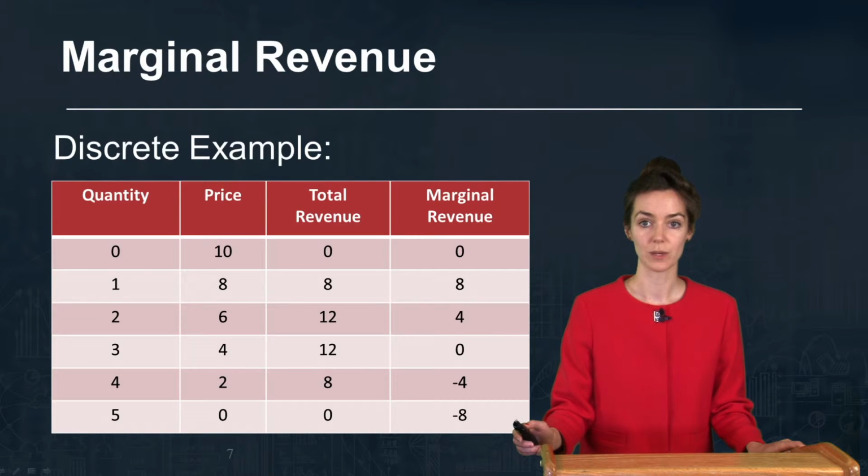And then furthermore, we can calculate the marginal revenue. As we increase quantity by 1 unit, we're going to look at the change in total revenue. So when we increase quantity from 0 to 1, total revenue increases from 0 to 8. So that means our marginal revenue at quantity 1 will be 8, and we can continue that calculation all the way down. And you'll see that initially marginal revenue starts at 8 and it decreases down to -8. So it is possible to have negative marginal revenue.